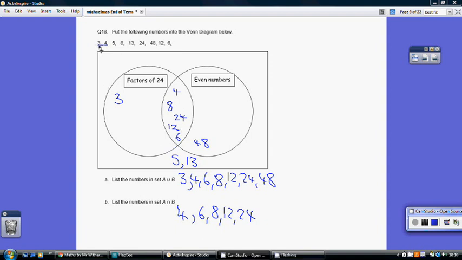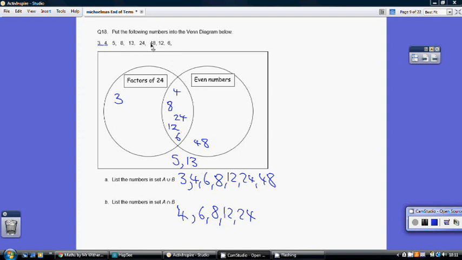Well, 3 is a factor of 24, because 3 8s are 24, but it's not an even number, so that's why it's here. 4 is both a factor of 24, because 4 6s are 24, and even, so that goes in the middle. Now 5 is neither, so that's got to go outside the two footballs. 8 is both a factor of 24 and even, so in the middle. 13 is neither, so on the outside. 24 is both a factor of 24 and even, so in the middle.